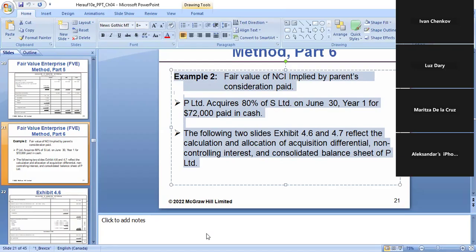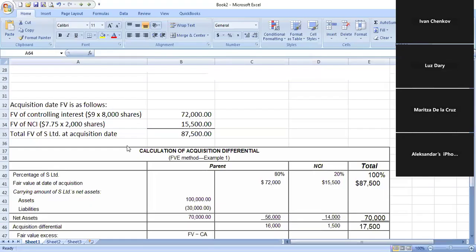Now the question is, what are we going to do in that case? Well, in that case, it will be very simple. And I'll tell you why it's so simple. Because we're going to imply that amount. How are we going to imply that amount? Well, I'll show you in a second. Just a second. Let's flip to the Excel spreadsheet. Can you guys see my Excel sheet?